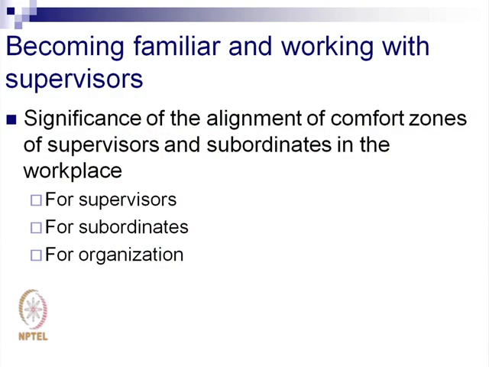What is the goal of communication? To be effective. And in order to be effective, what do you need to do? You need to be able to understand what is going on at the other end and share what is going on in your mind. The messages that you design need to be understood by the receiver within a particular context, need to be effective, need to achieve the results that you want, and for that comfort zones need to be aligned. So going back to the significance, if the comfort zones of supervisors and subordinates are aligned in the workplace, the supervisors are able to get their work done more effectively.